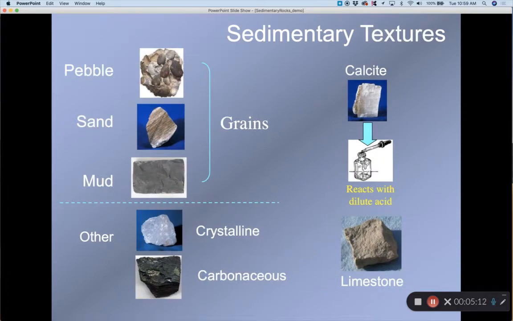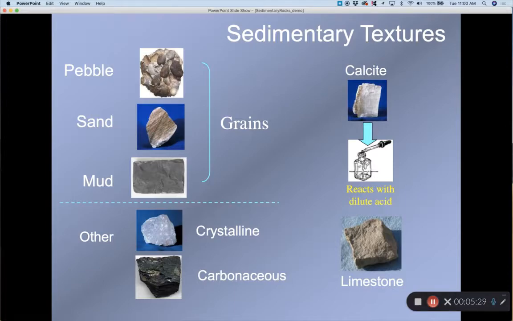Now, in terms of texture, right? So again, the two things you look at when you're trying to identify a rock, you look at the mineral composition of the rock and you look at the texture of the rock. And texture will often clue you into whether that rock is an igneous rock, a sedimentary rock, or metamorphic rock.